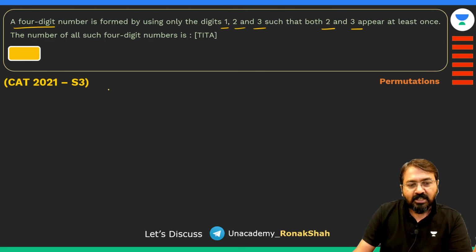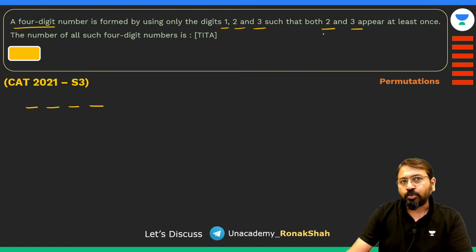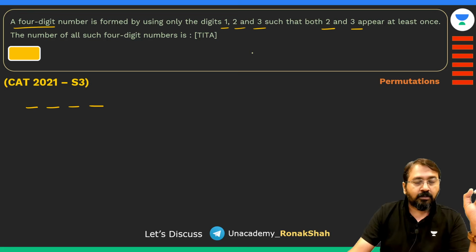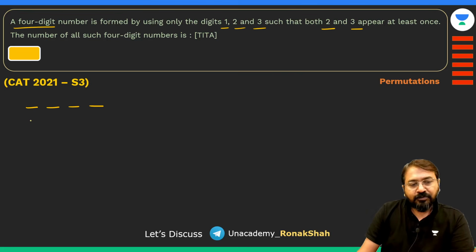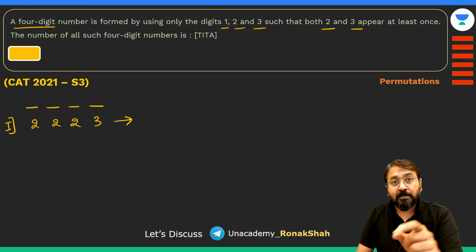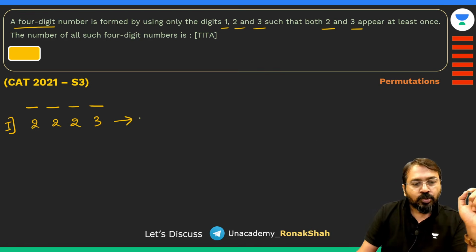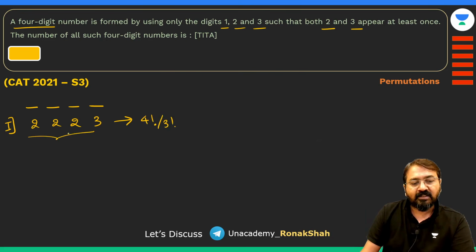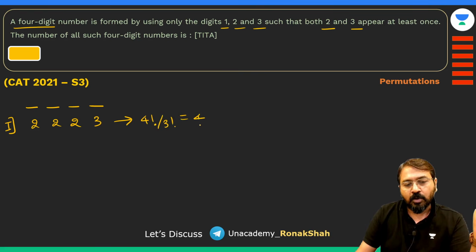The first thought that will come to our mind is simply, we can do it this way. We need to create a 4-digit number, so I need to use digits 2 and 3 both, at least once. So the first case can be where I'm using 3 2s and only 1 1. I'm sure you can easily make out this. If you want, you can skip this part, but please understand the shortcut that I'm showing after this explanation. The number of ways will be, of course, 4 factorial divided by 3 factorial. Why 3 factorial? Because there are 3 identical digits, so this will come out to be 4.